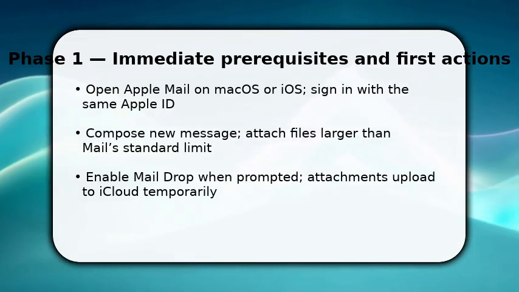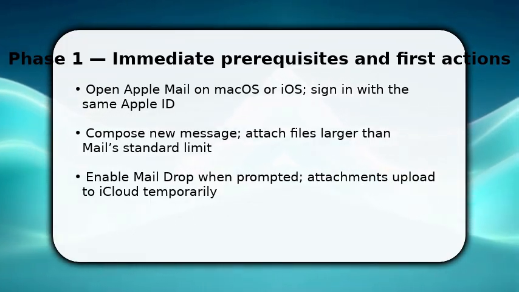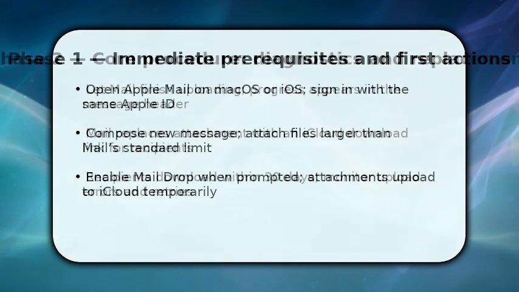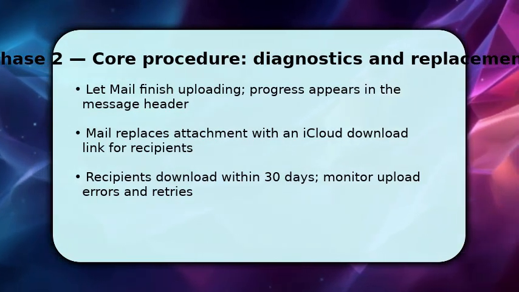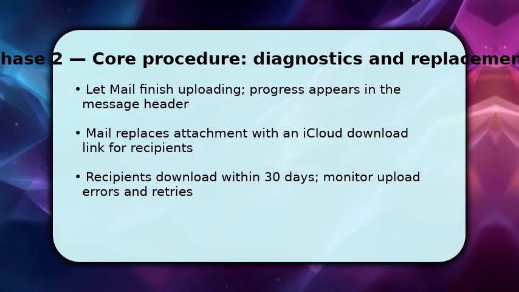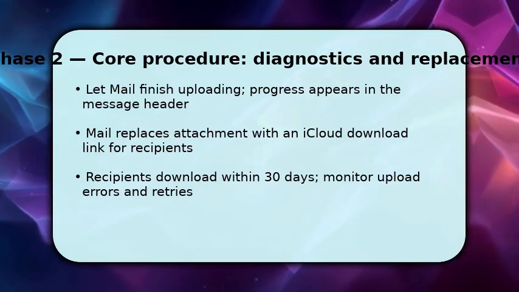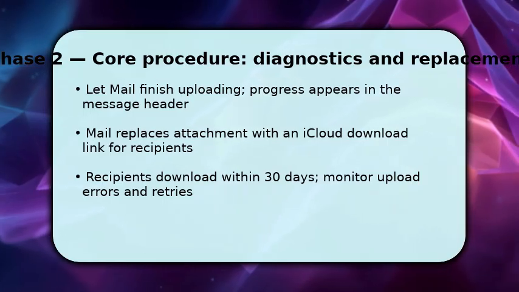You do this so recipients download from iCloud, avoiding mailbox size limits and saving your outbound SMTP connection from timing out. After enabling mail drop, let the upload complete before sending. Interruptions cause retries, so stay connected. Mail creates a secure iCloud link and inserts it into your email. That's why recipients see a download link rather than a bulky attachment.